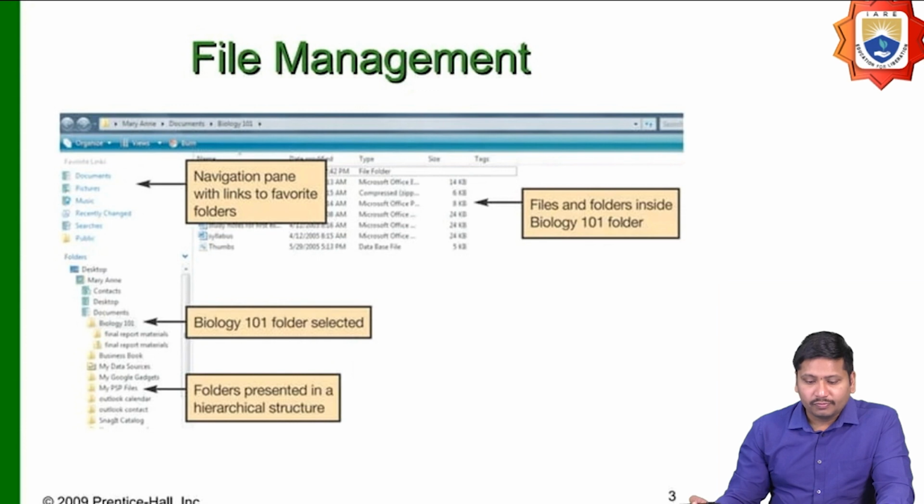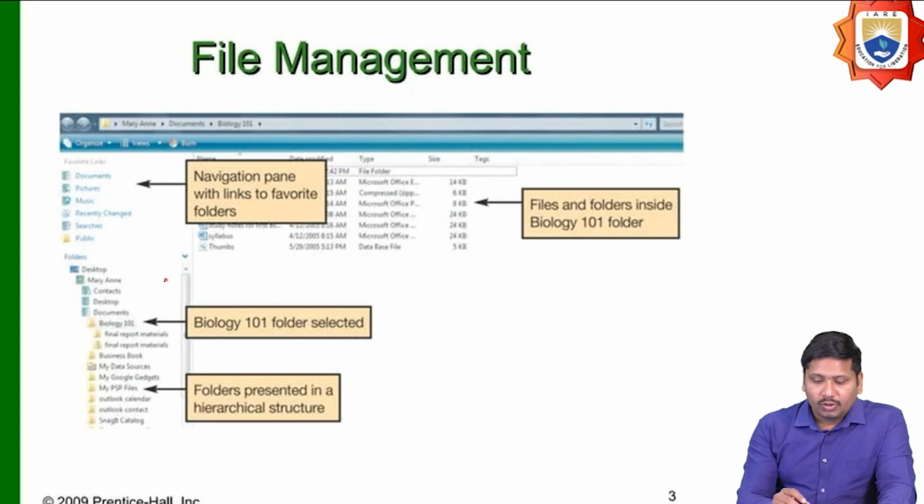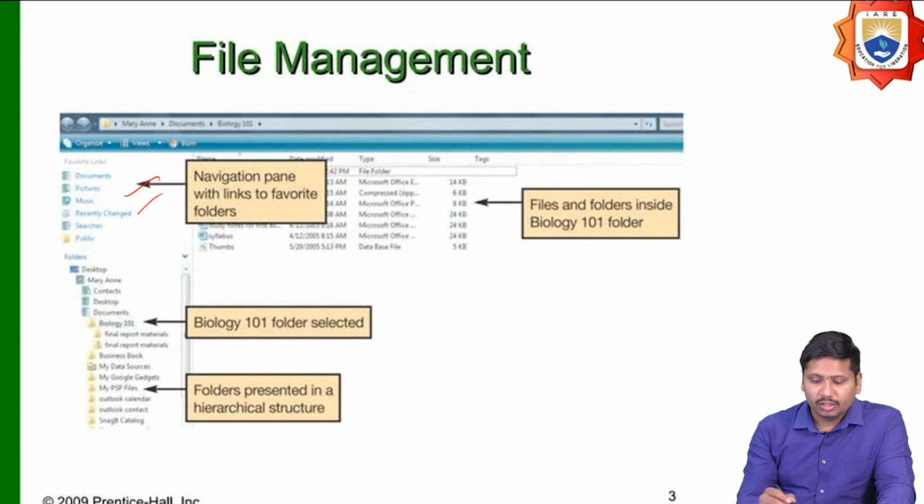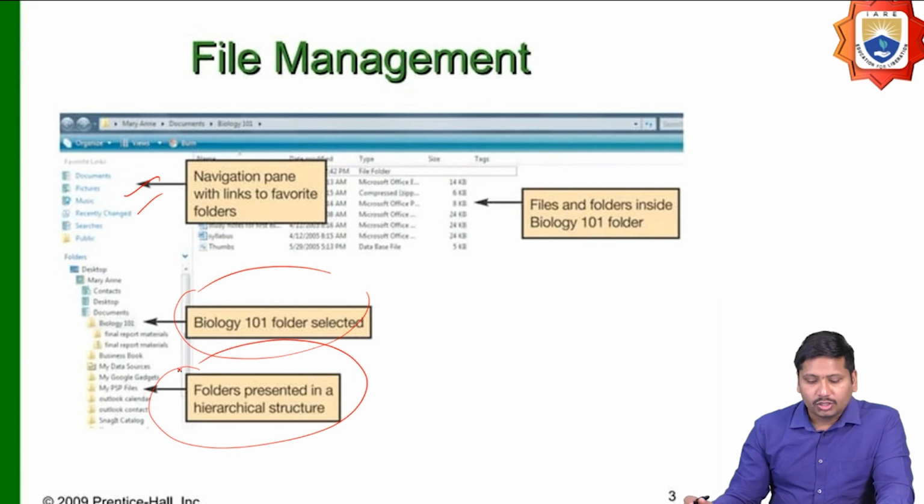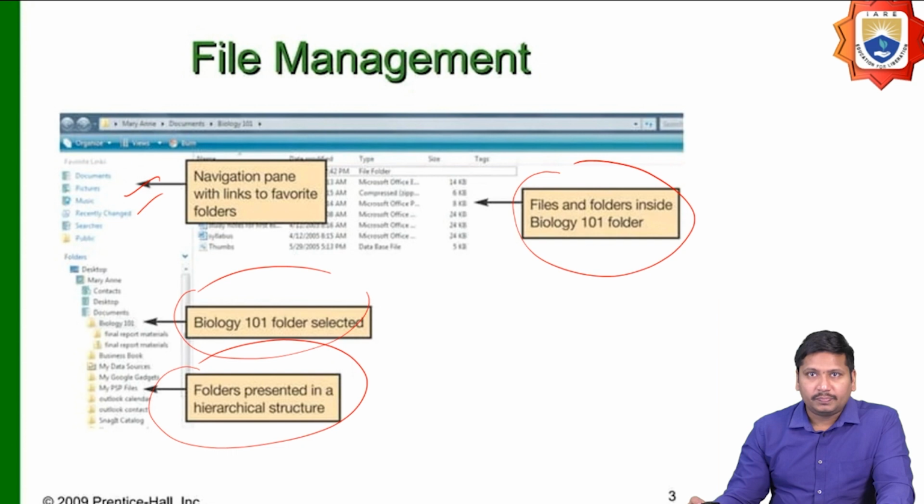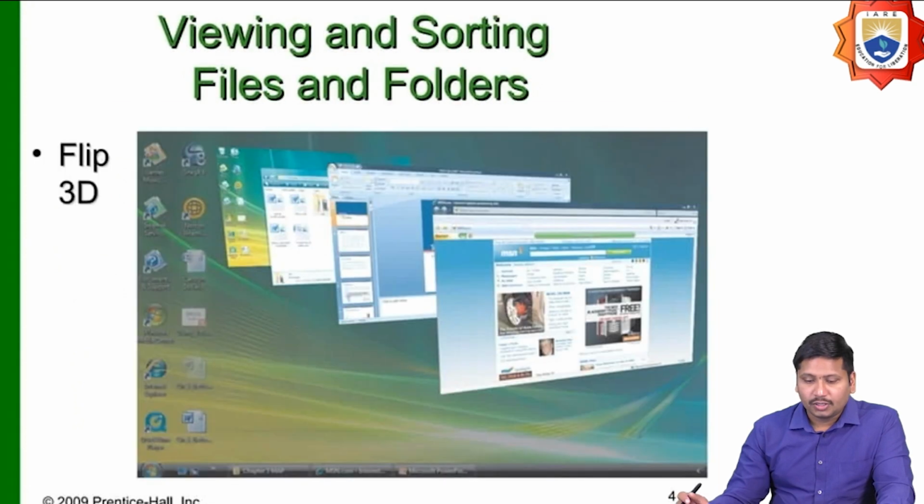This is the view of how the files are going to be viewed. On the left side, we should see a navigation panel with links to the favorite folders, and this is the Biology 101 folder that has been selected. Within this folder, again, the folders are organized in a hierarchical structure. This 101 folder can contain different types of files, and here we are viewing the sort of files and folders.